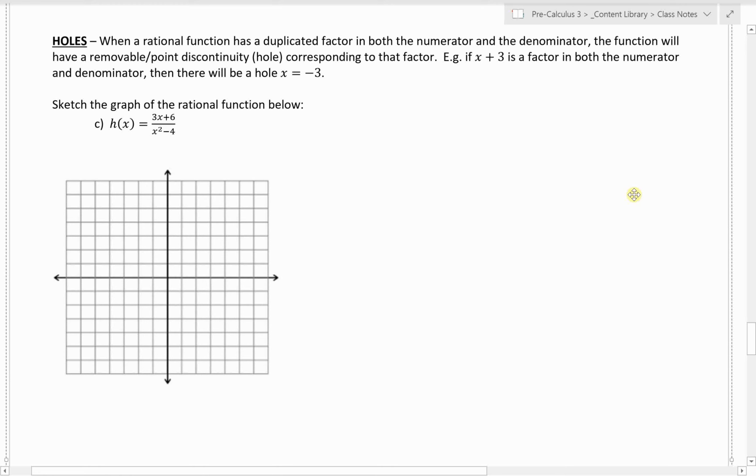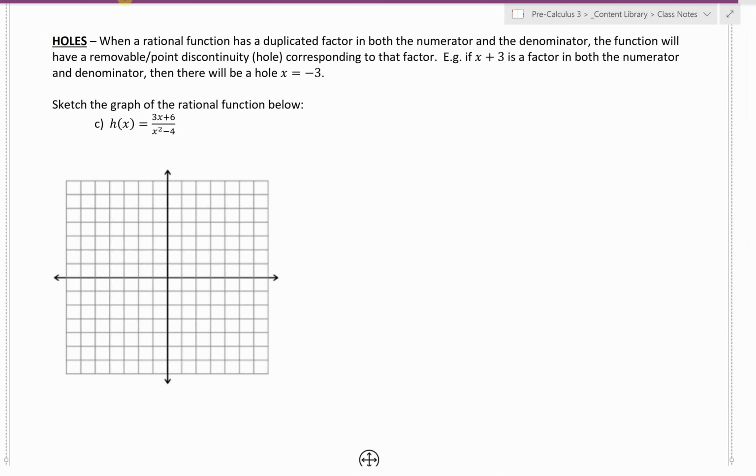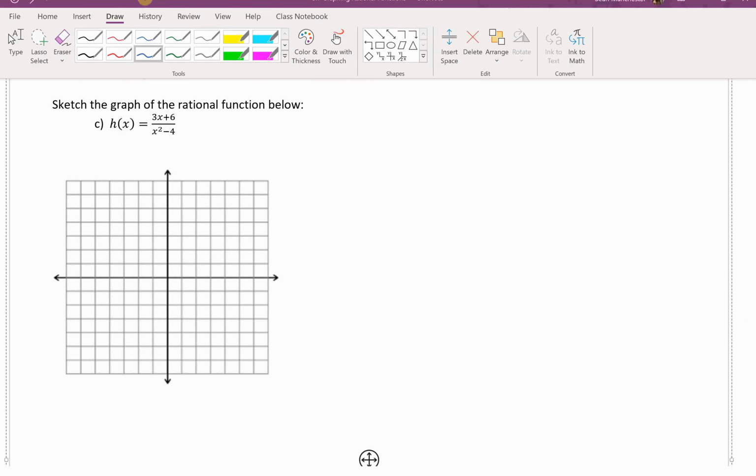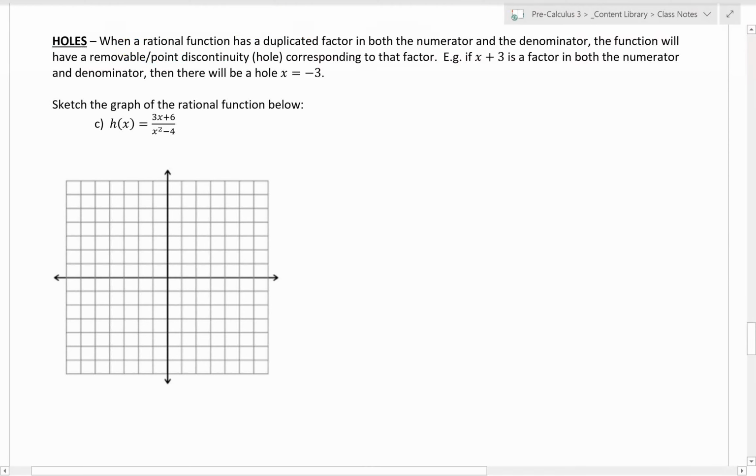In this section we introduce a new aspect of graphing rational functions, specifically finding holes. We've talked about the different types of discontinuities, and one of those types we've been calling removable or point discontinuities. They can also be called a hole. So when do those occur?